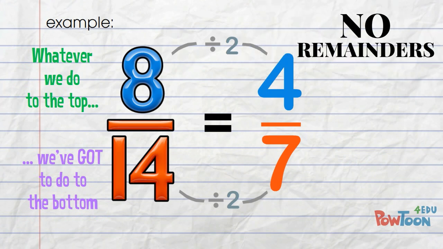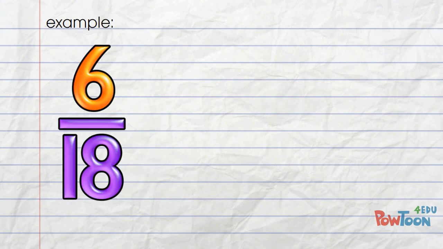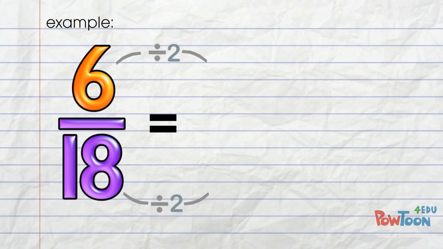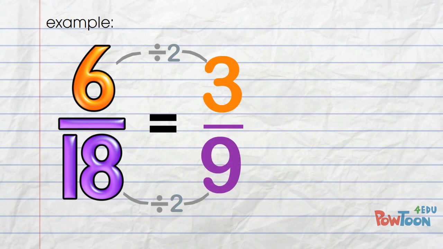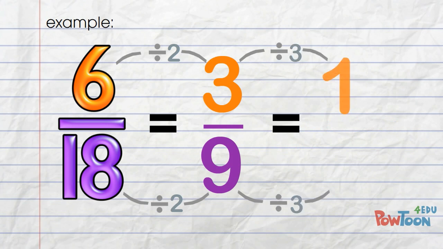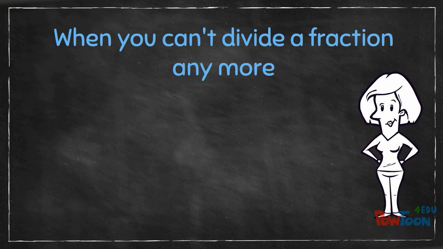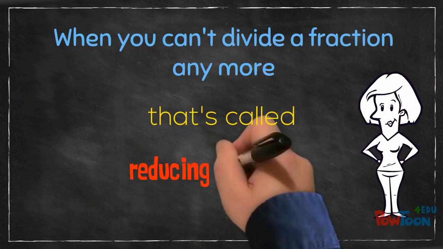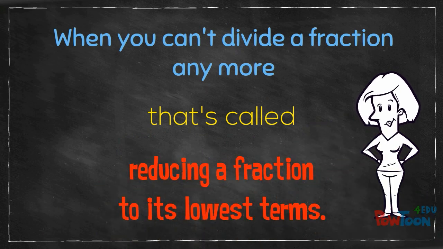And no remainders allowed. So in this next example, I could divide by 2 because these are even numbers. How many 2's in 6? 3 2's are 6. Over how many 2's in 18? 9 2's are 18. 3 over 9. Both those numbers are in the 3 times table. So I can reduce again using a factor of 3. There's 1 3 in 3 and 3 3's in 9. 1/3. I can't reduce this anymore. When you can't divide a fraction anymore, that's called reducing a fraction to its lowest terms.